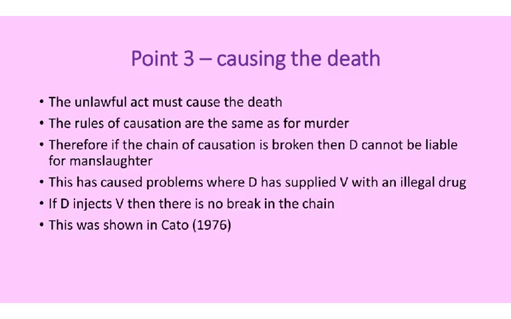So the unlawful act must cause the death. The rules of causation are the same as for murder. Therefore, if the chain of causation is broken, then D cannot be liable for manslaughter. This has caused problems where D has supplied V with an illegal drug. If D injects V, then there is no break in the chain. This was shown in Cato.